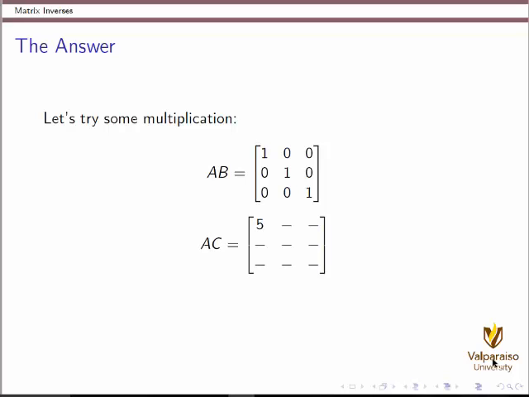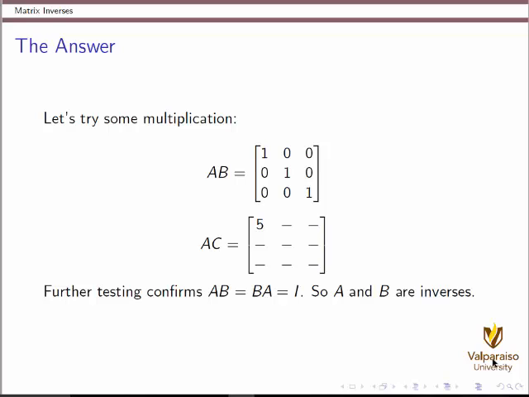If we start the multiplication of A times C, the very first entry we get is a 5, which is not going to be the identity matrix, so with one calculation we know that A and C are not inverses. A and B are likely inverses as long as B times A also produces the identity matrix, which it will, and so A and B are the inverses of each other. And there's some notation we can use to write it.